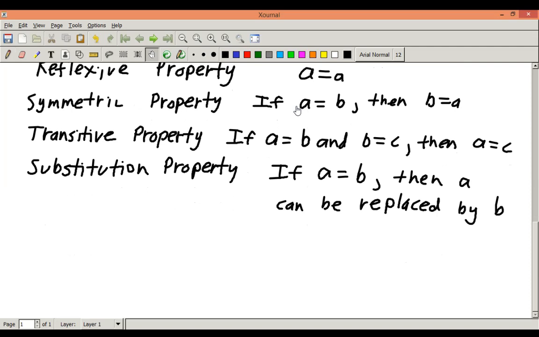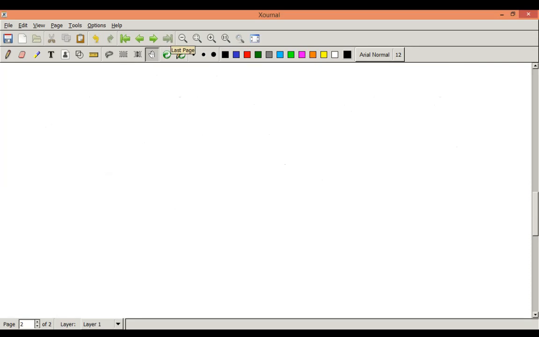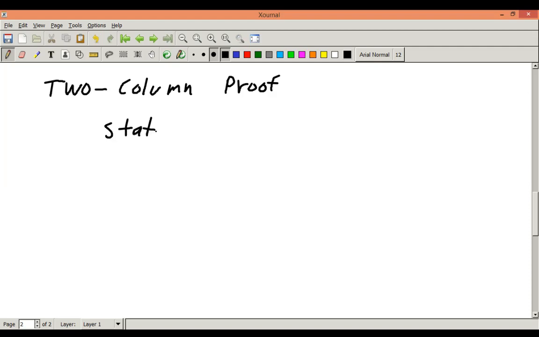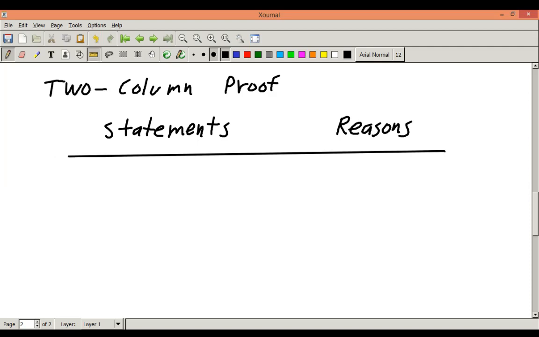Okay, so let's do our first proof of the year. So this is going to be a 2-column proof, and that's our preferred method of proof. There's other ways to prove things, but a 2-column proof is a way to organize your work. And so on one side, you have your statements, and on the other side, you have your reasons. And the rule of a 2-column proof is every statement has to have a reason to go with it.